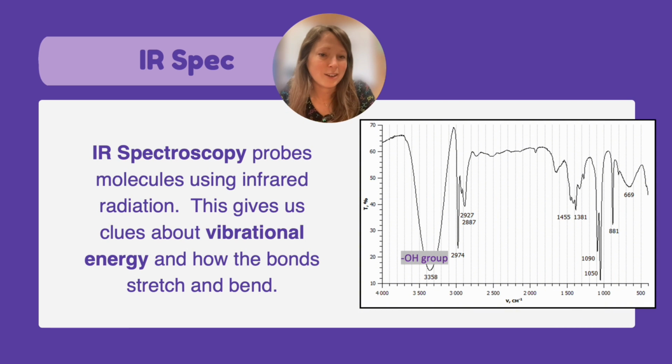You have to know that IR spectroscopy is going to probe molecules using IR radiation, right, infrared, and that's going to give us indications about the vibrational energy, or the energy from stretching and bending those bonds. As you can see here, we're going to have different regions, and we can look at this IR spectrum and actually identify that this is going to have an OH bond, and we can just look at all of these peaks. But guess what? You don't have to know how to interpret IR spectra in Gen Chem. You don't have to learn how to do this until you take organic chemistry.